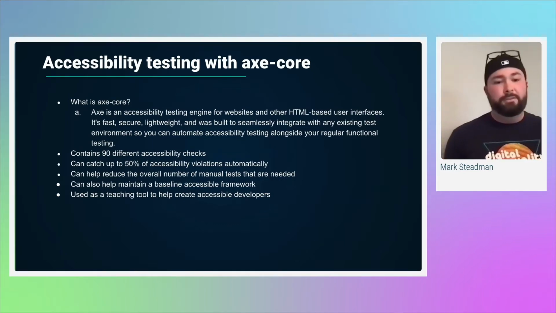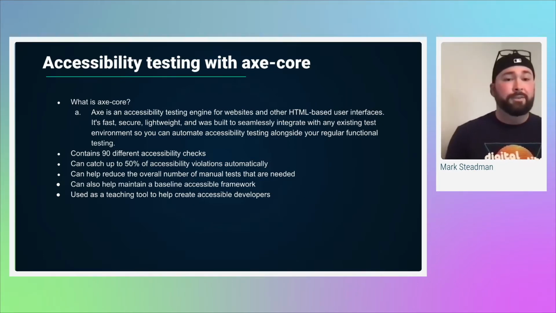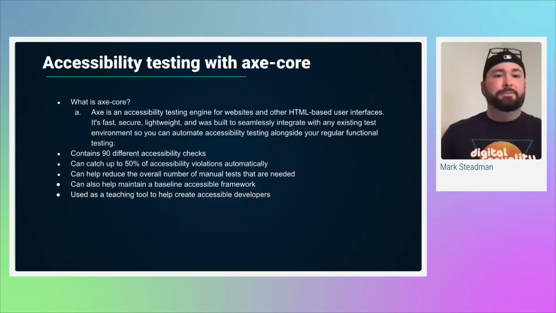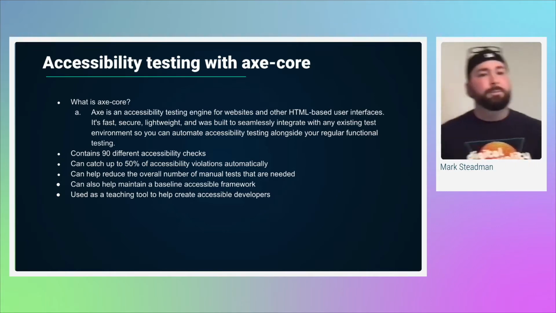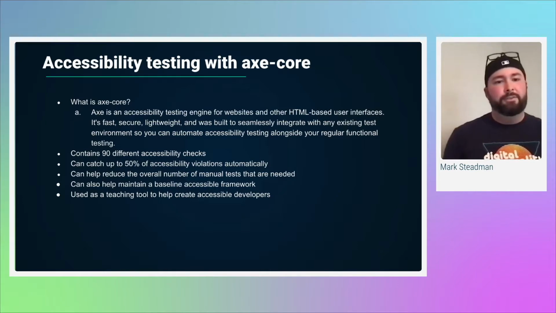So accessibility testing with Axe Core. Axe Core in general is an accessibility test engine for websites and other HTML-based user interfaces. It's fast, lightweight, secure, built seamlessly to integrate into existing testing environments. It can automate accessibility testing along with your regular functional testing. It contains 90 accessibility checks. It can check up to 50% of accessibility violations. It can help reduce the overall number of manual test cases you need. It can help maintain a baseline accessible framework, and it can be used as a teaching tool for developers.